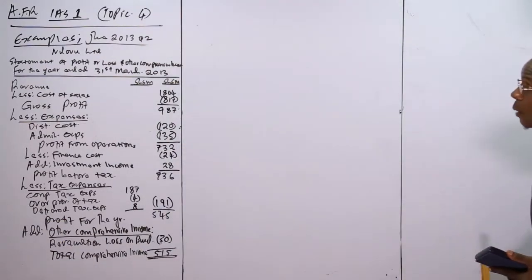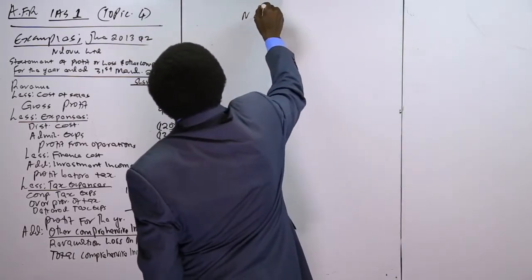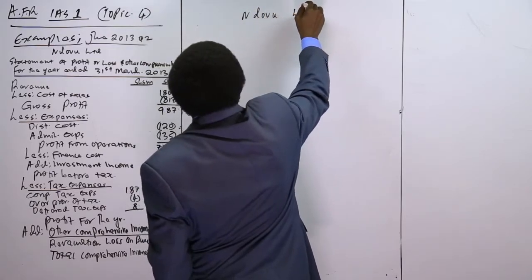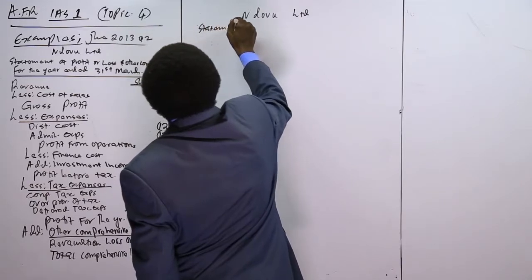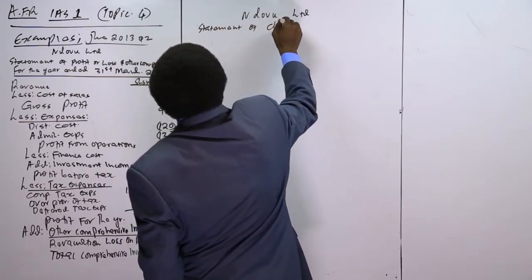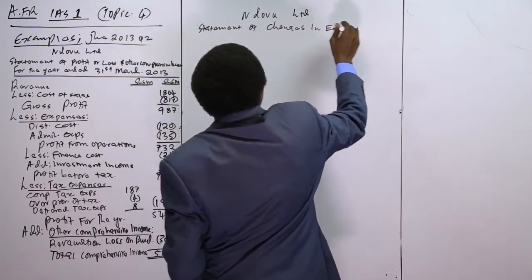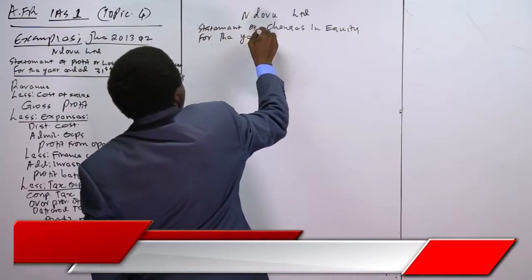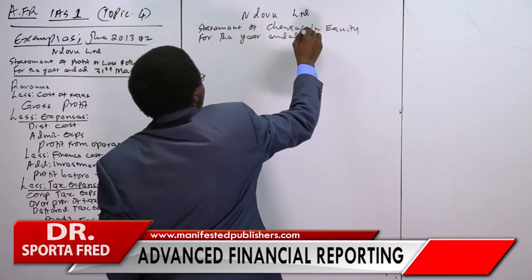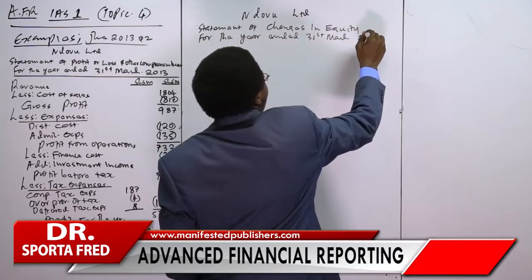Now we'll want to do the statement of changes in equity. Statement of changes in equity for the year ended 31st March 2013.